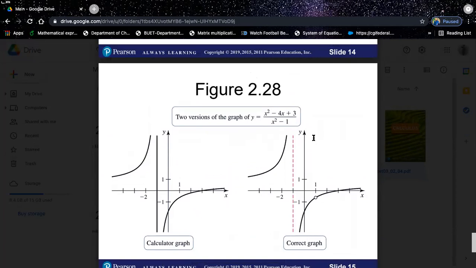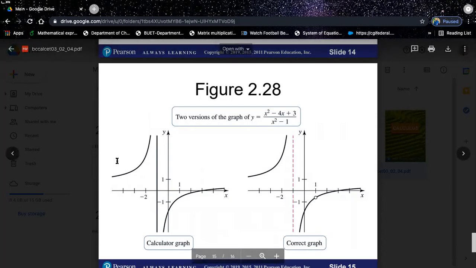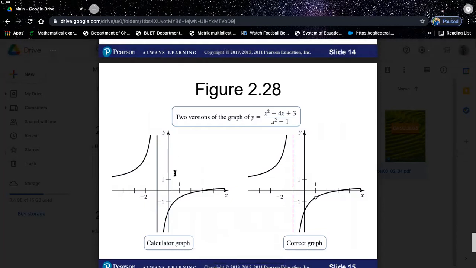So if you try to draw this graph, where the function is x squared minus 4x plus 3 over x squared minus 1, in a graphical calculator, you will see the graph will look like this. But it is a wrong graph. Can you say why?